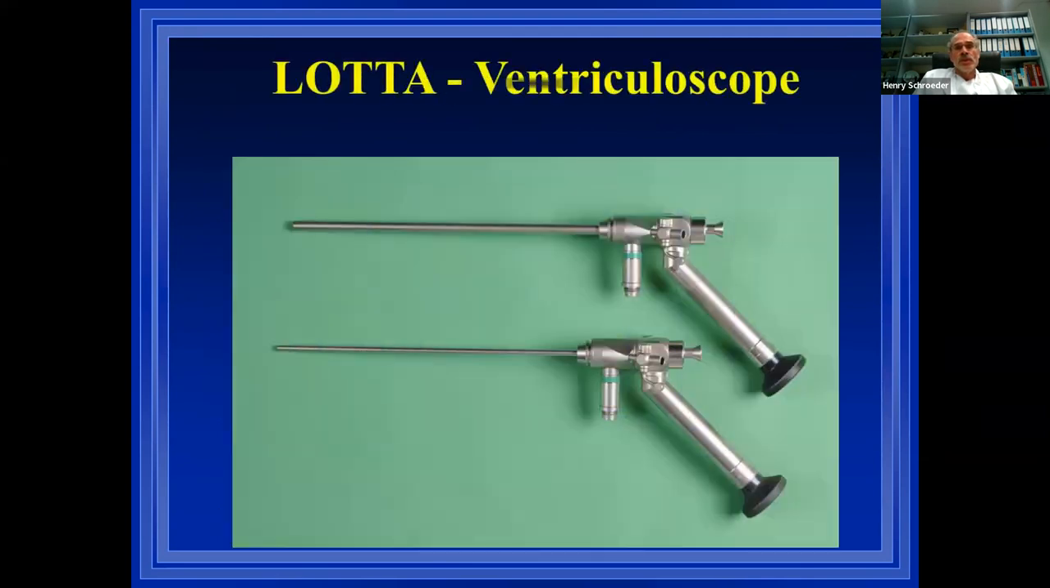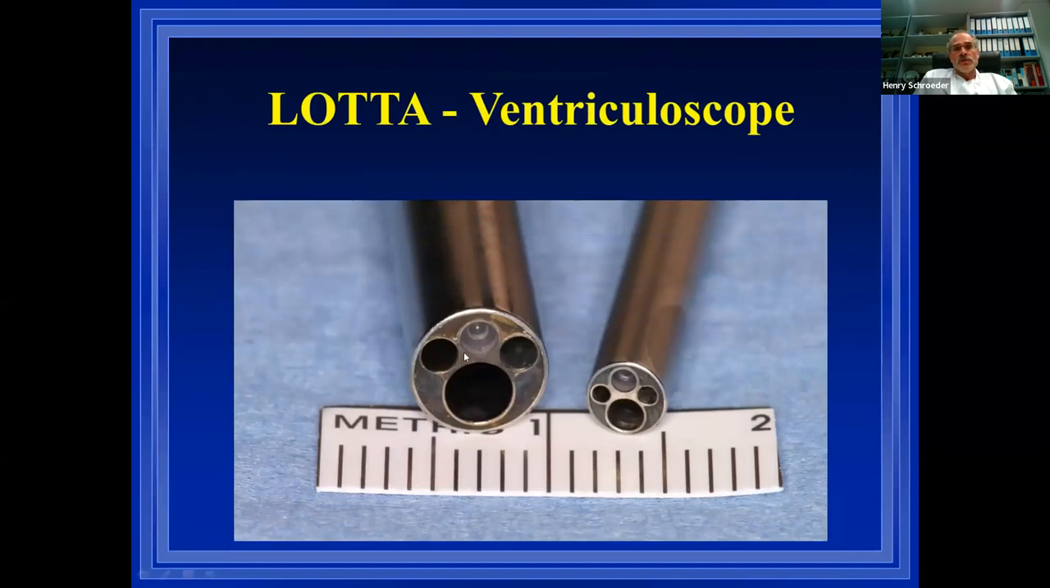So the equipment we use for intraventricular endoscopy for tumors is a Lotta ventriculoscope. We have two different sizes. The larger one has a working channel of 2.9 millimeters. So this is very effective in tumor resection. You can use a large suction tube to resect. You have irrigation, inflow and outflow. And we have a smaller one, which we use for biopsy or when we have small ventricles. That is also very important. Or when we make simply an ETV and a biopsy, usually we take the little Lotta scope.